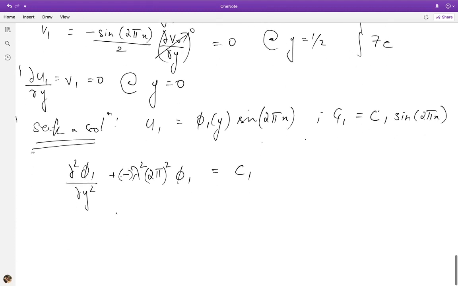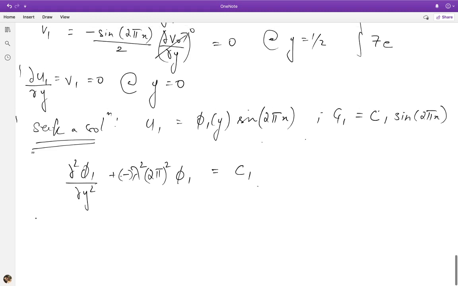Okay, so this is a simple ODE and we can recognize that it will have an analytical solution. If I ignore c1 for the moment, which can be dealt with as an inhomogeneous solution, I have a homogeneous equation, ∂²φ1/∂y² equals (2πλ)² φ1. This has a solution of sinh as one homogeneous solution, cosh as the other, and then I have a particular solution which I can assume to be independent of y and find to be just c1 divided by (2πλ)², with a negative sign, of course.